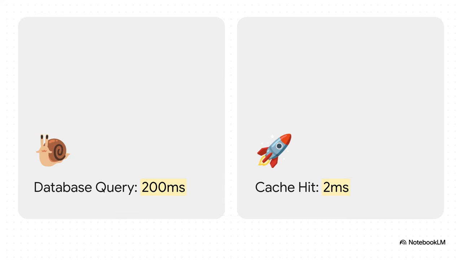And just look at the difference here. I mean, it's night and day. A round trip to your database might take 200 milliseconds. And that feels pretty quick in isolation. But fetching that exact same piece of data from a cache, 2 milliseconds. That is a 100 times improvement. Now imagine that happening thousands or even millions of times a minute. The impact is absolutely massive.